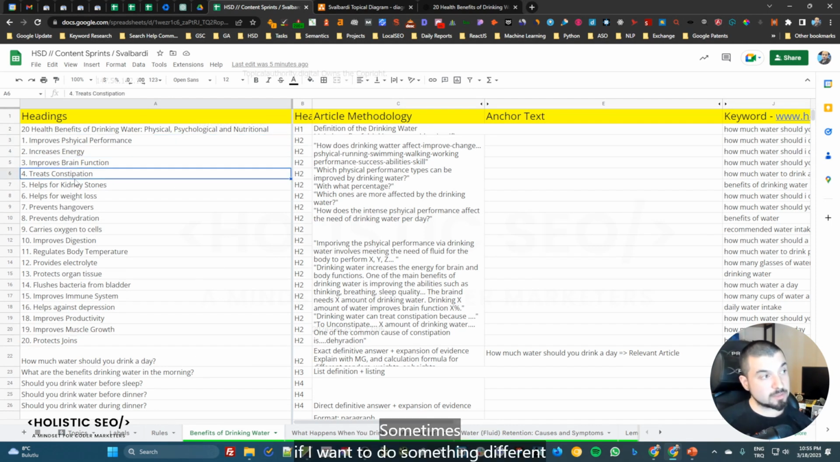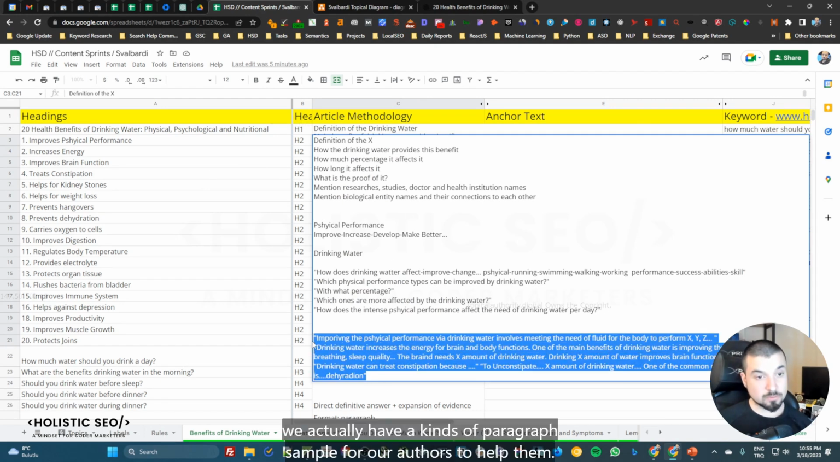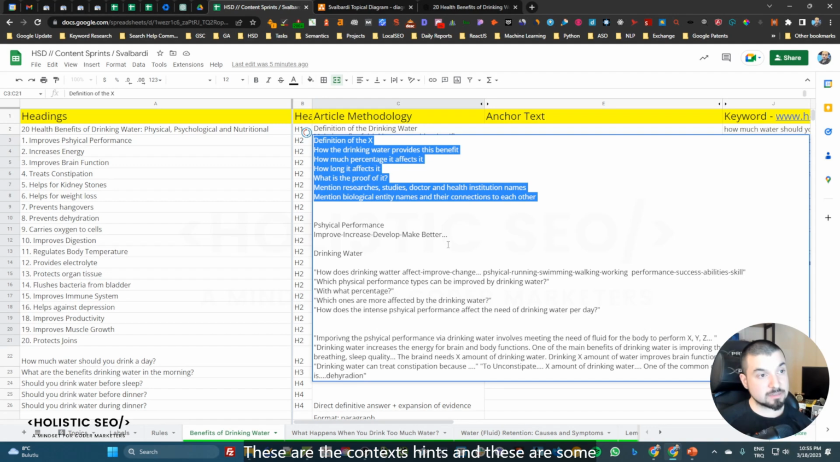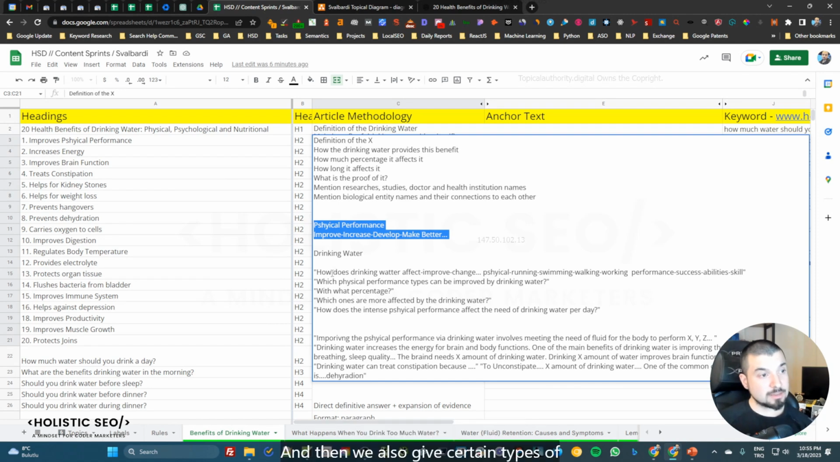Sometimes if I want to do something different for one of these things, I actually state the cell number directly and I tell them to do it differently because of that. In the last part, we actually have a kind of paragraph sample for our authors to help them. These are the context hints and these are some order hints, which means that you will need to follow these specific context terms and the contextual domains for all of these sections. And then we also give certain types of predicates or certain types of possible effects. And we will always need to answer these questions for all these subsections.